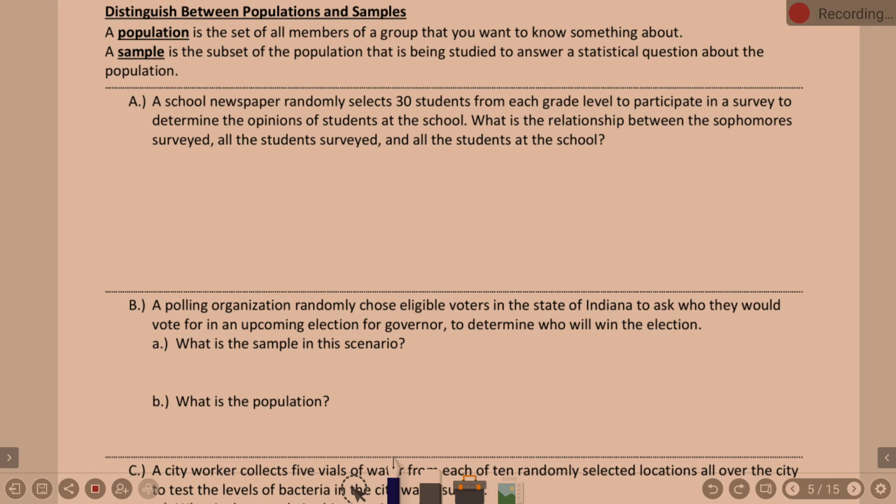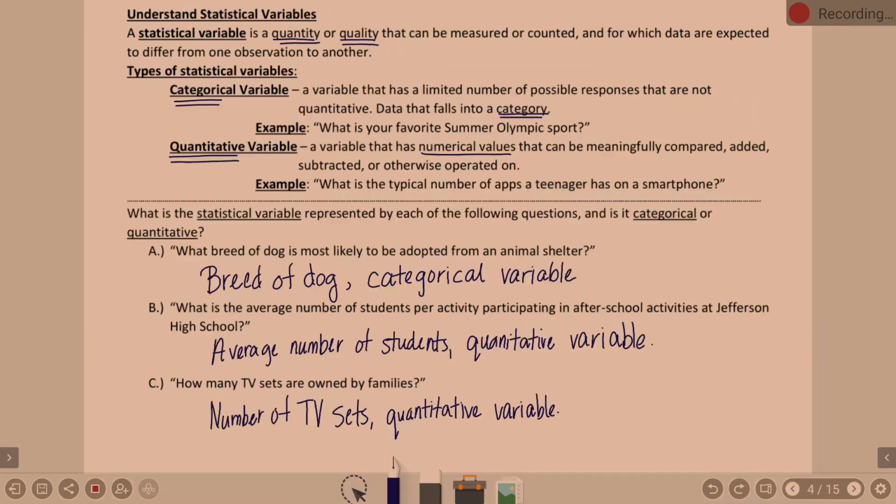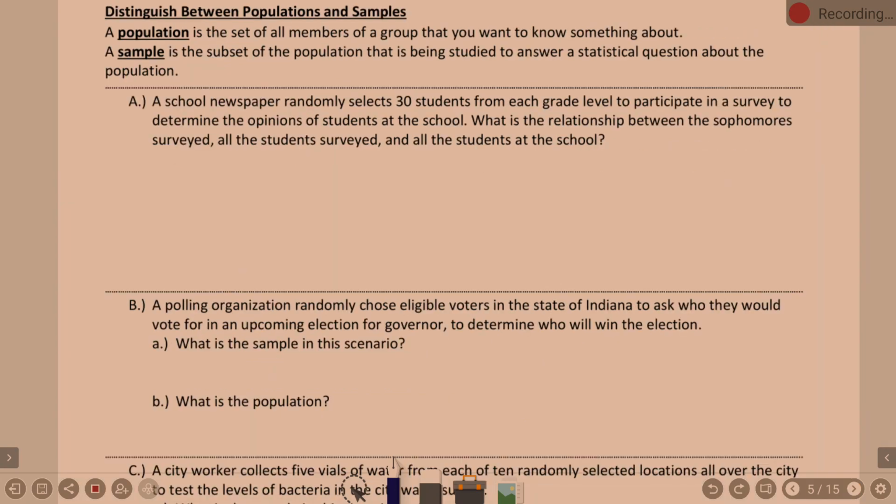There were two types, and that's what we were just doing here at the end, which was categorical or quantitative. Categorical is putting the data into categories. Quantitative uses numerical values. And we're ready to talk about the difference between population and samples now.